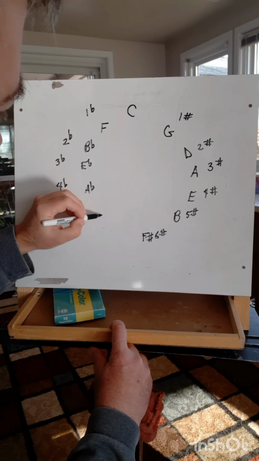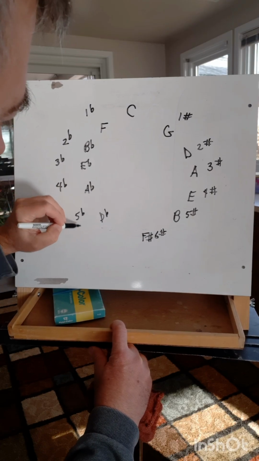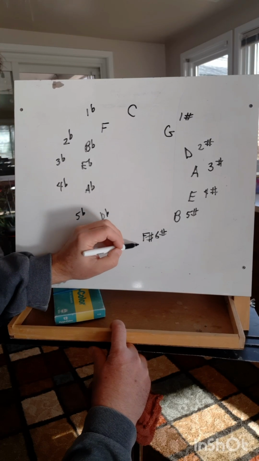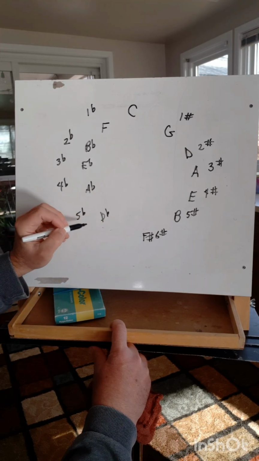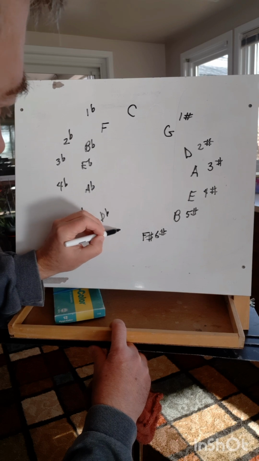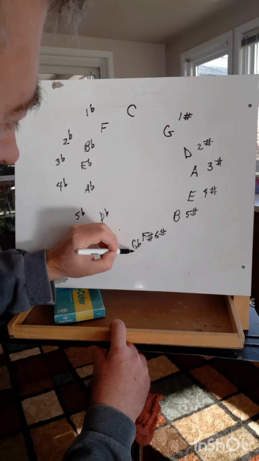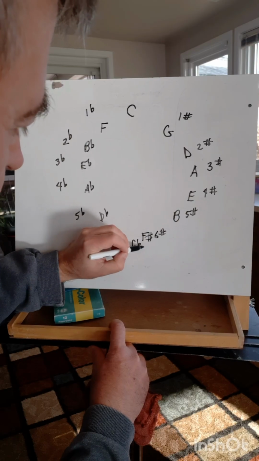Key of D flat has 5 flats. And the key of G flat, rather. Okay, so G flat and F sharp are the same. So that's 6 flats.